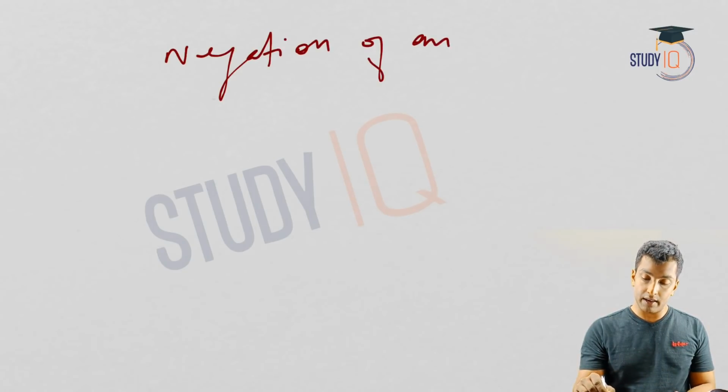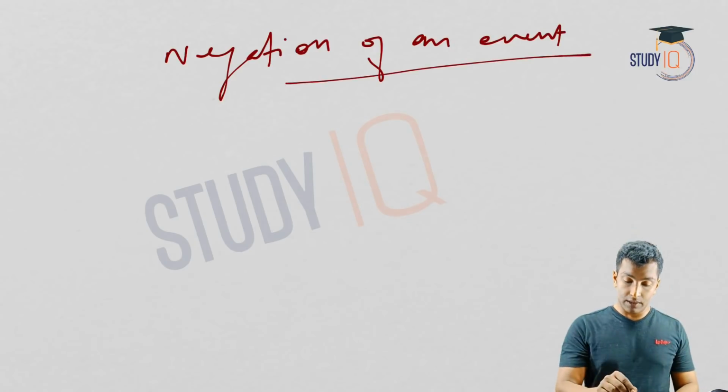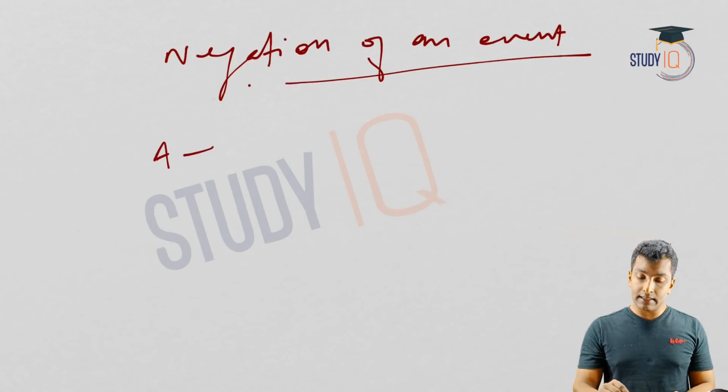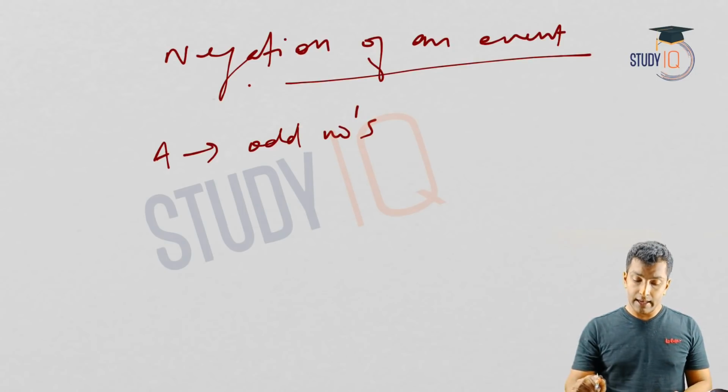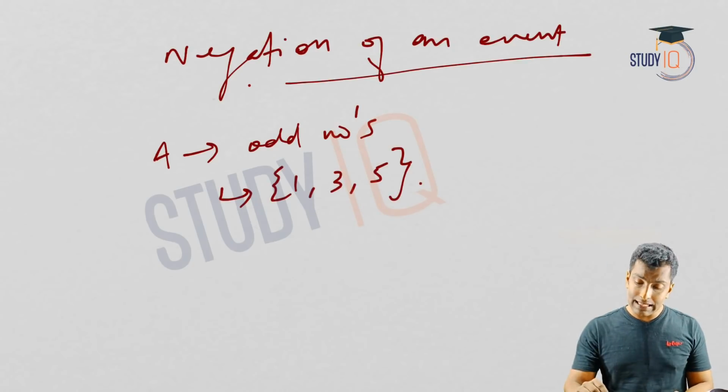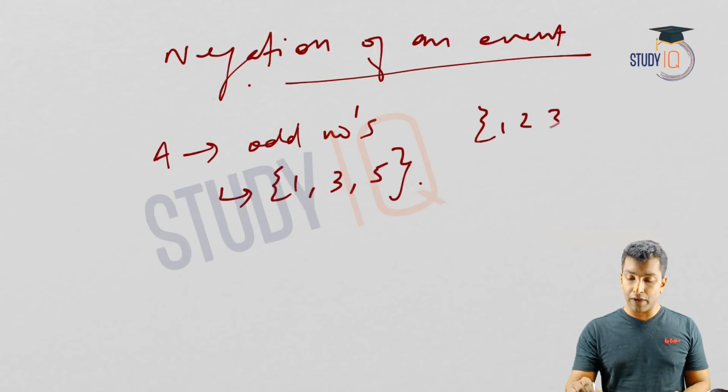Negation of an event. So what do you mean by negation of an event? Let's take this case. Event A is getting an odd number when you are rolling a die. So event A is getting odd numbers, that means 1, 3, 5. We know the sample space is 1, 2, 3, 4, 5, 6.